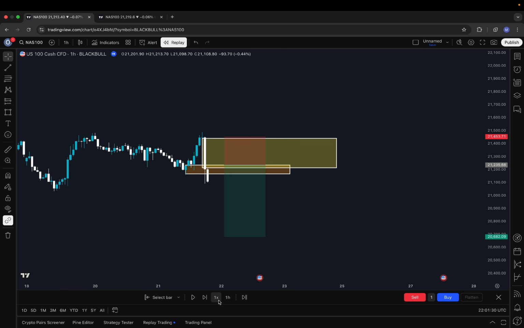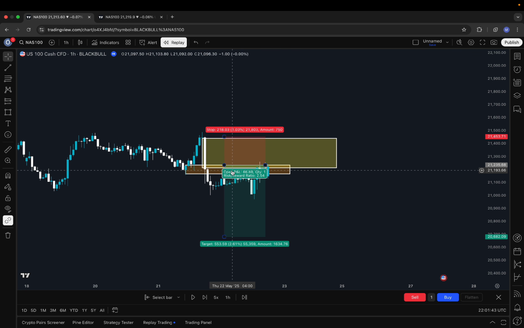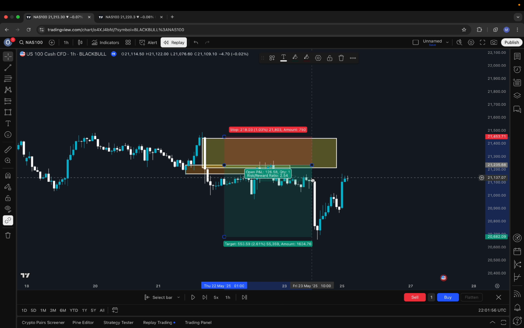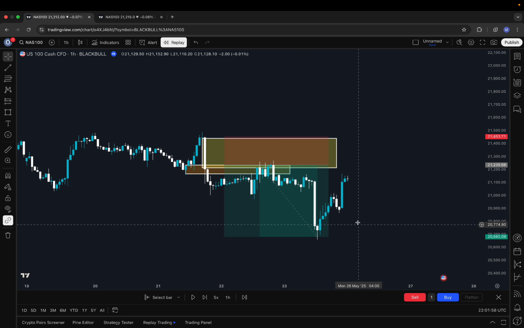Let's see what happens. I'm just going to speed it up. Right now we've tapped in, this breaker block has been respected so far. We've tapped into the fair value gap and we've tapped into the breaker block. I'm just going to extend the PNL and let's see how this trade plays out. And we've dumped quite a bit, and as you guys can see, we have hit TP, we wicked below it.